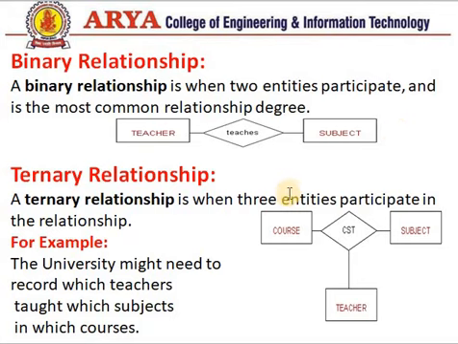A ternary relationship is when three entities participate in a single relationship. The name of the relationship is CST: course, subject and teacher. For example, the university might need to record which teachers taught which subjects in which courses.